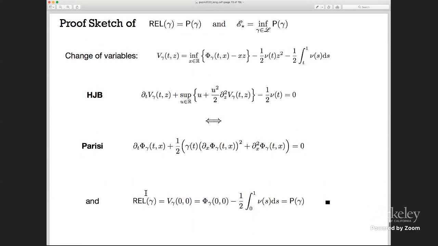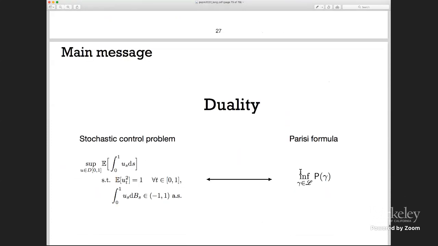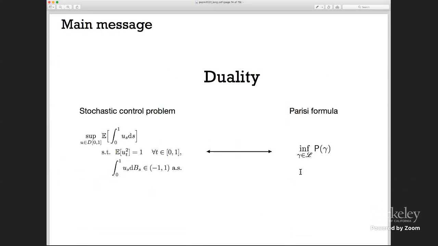And so based on that, you can basically find the relaxation. Once you have this relation, you can get the value of the relaxation as the value of V at 0, 0, and that will be the Parisi functional. So there is a duality here between this Hamilton-Jacobi-Bellman equation and the Parisi PDE, which reflects the duality between the stochastic control problem and the Parisi formula. Okay, so here the main message is this duality between the stochastic control problem and the Parisi formula. So these are equal, as real numbers, these are equal.